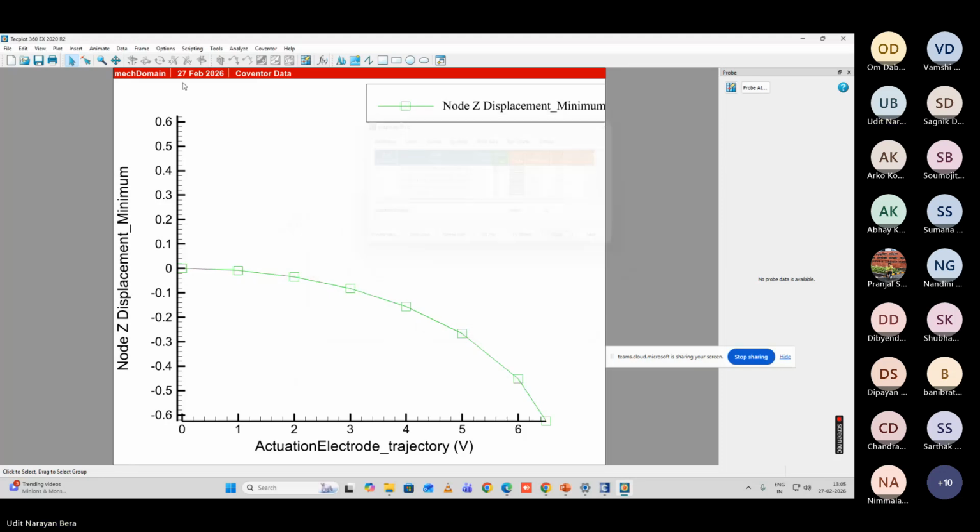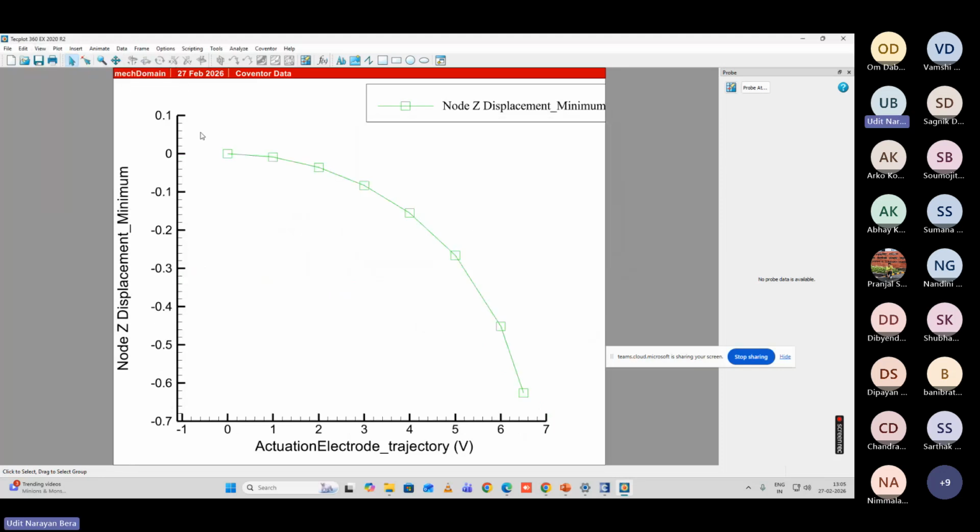Yes, I hope you can see the graph. This is the pull-in. You can see that the actuation voltage was changing from 0 to, let's say I have given it up to 10, but before 7 only, pull-in means after some time the cantilever will be pulling down. I mean, it is about to touch the anode, that electrode. So that is the instability limit.